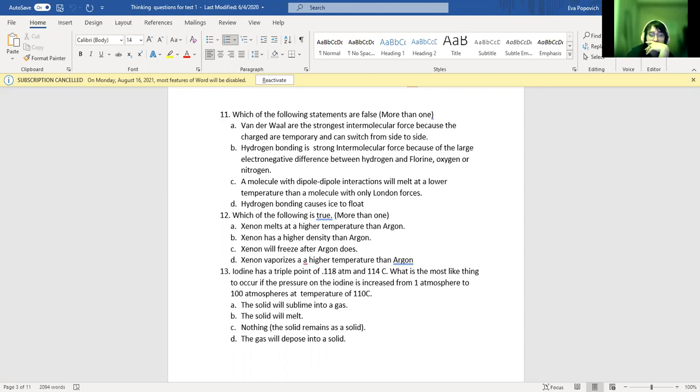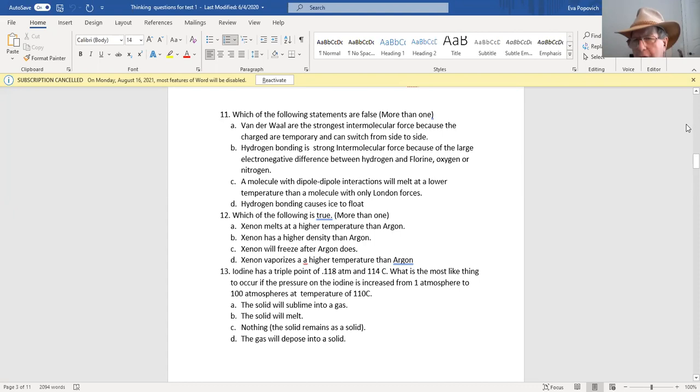Stronger or weaker, guys? Somebody make a guess. Stronger intermolecular forces will be harder to melt. Very good, Ethan. Stronger intermolecular forces, the molecules want to stay together. So I've got one that seems at odds with the other three.